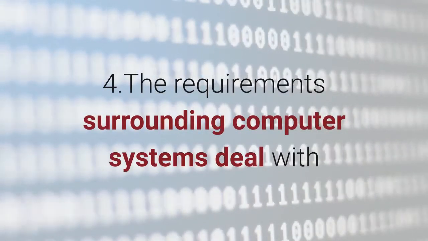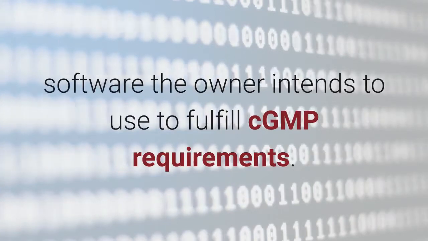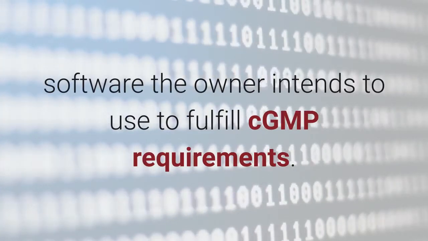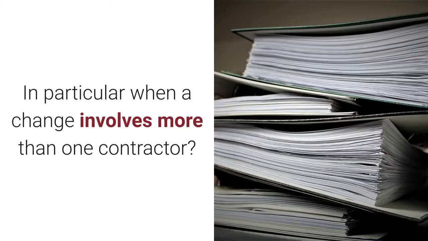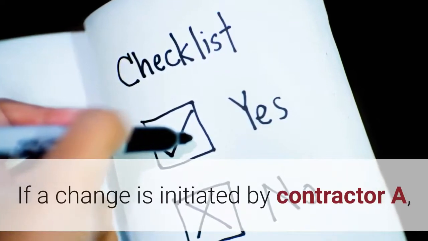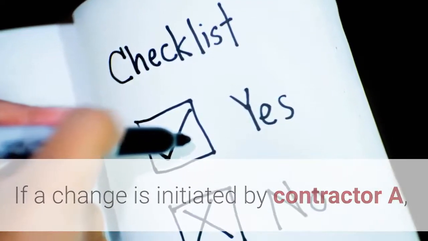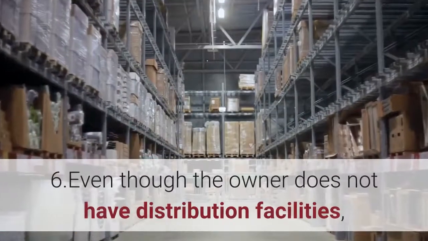4. The requirements surrounding computer systems deal with software the owner intends to use to fulfill cGMP requirements. 5. How does the owner plan to manage change within the supply chain? In particular, when a change involves more than one contractor. If a change is initiated by contractor A, how does the owner ensure contractor B is in alignment? 6.